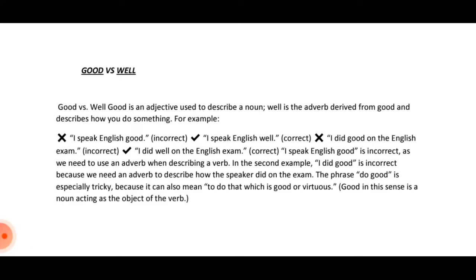Good versus well. Good is an adjective used to describe a noun. Well is the adverb derived from good and describes how you do something. For example, I speak English good. That's an incorrect sentence. I speak English well.